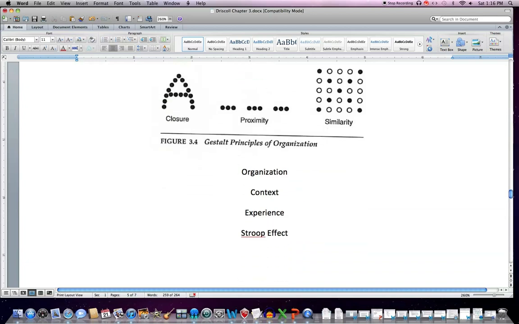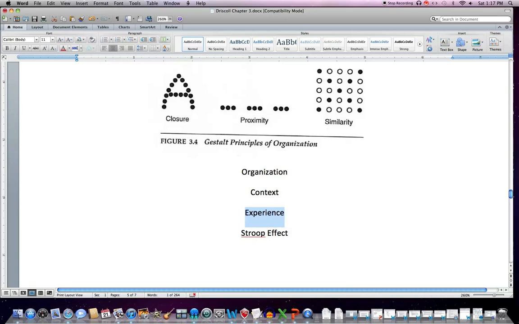Now, there are other things that can affect pattern recognition. One would be organization, how things are organized, and basically that's what the Gestalt principles are. They're examples of organization: closure, proximity, and similarity. Context would be another one. If we go back to the piece of paper that was torn or ripped or washed accidentally in your jeans, and some of the letters or words are missing, you're still able, because of the words that you can see, because of the letters that you can make out, the context, to fit that in and fill in the missing information. Experience is another one.